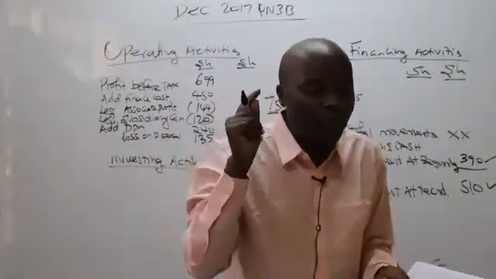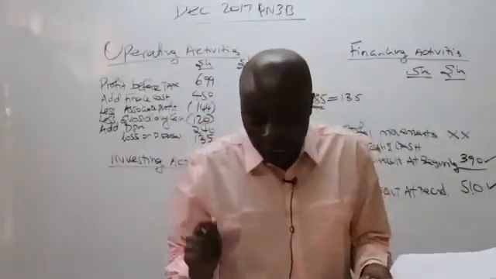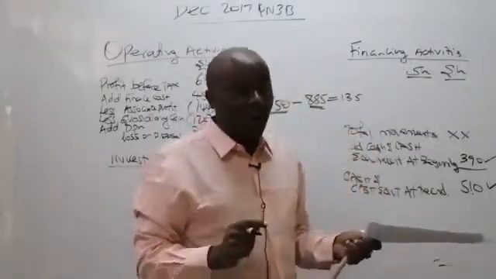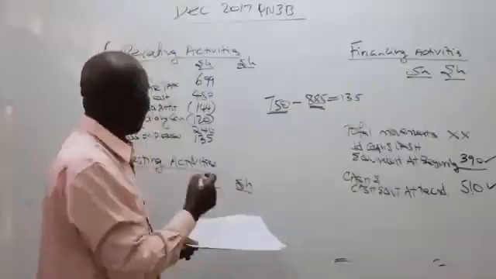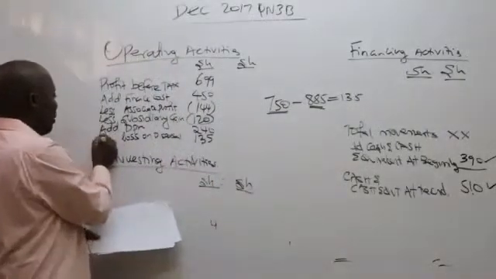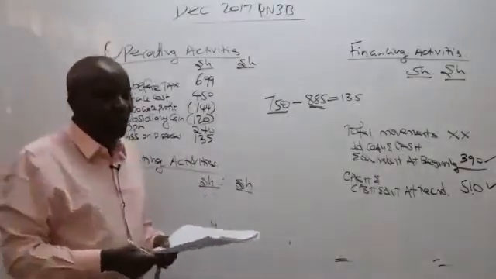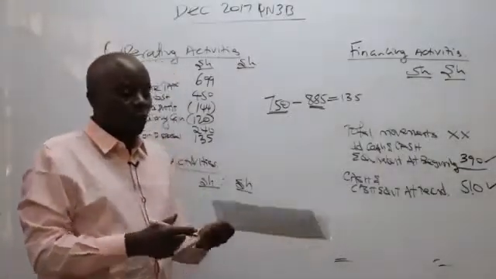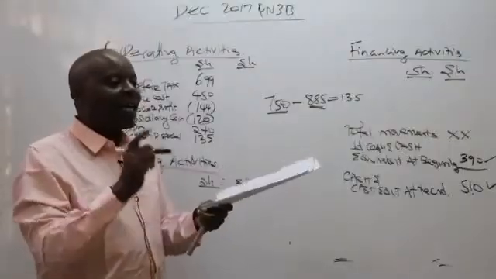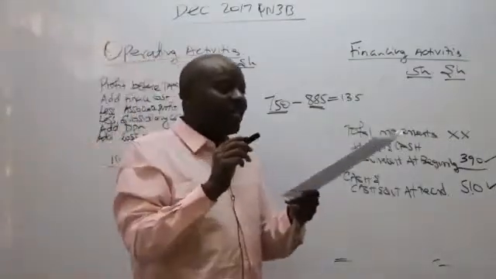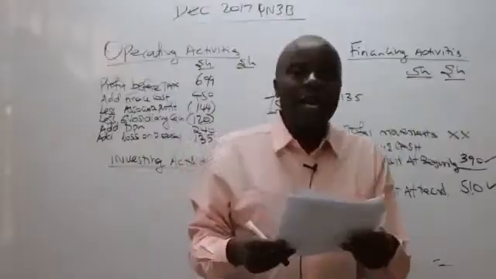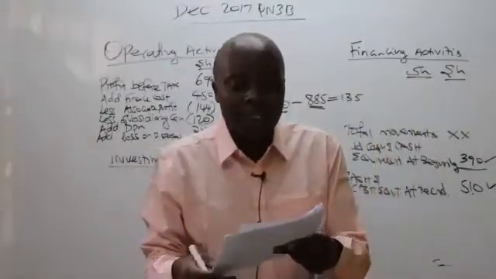So then how do we make good now? We add. So add loss on what here, somebody? Add loss on disposal. Add loss on disposal.